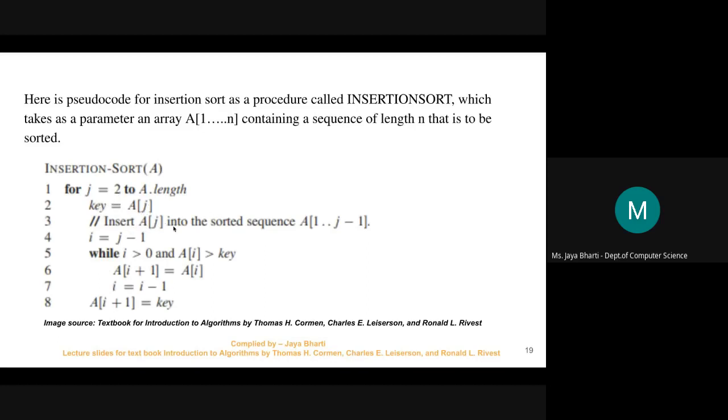Now insert A[j] into the sorted sequence A[1 to j minus 1]. For the first iteration, j is equal to 2, so j minus 1 is 1. 2 minus 1 is 1 only. So the array now has only one element, the sorted array. Now we will insert A[j] into the sorted sequence. And then after inserting it, we are going to assign j minus 1 to the i value.